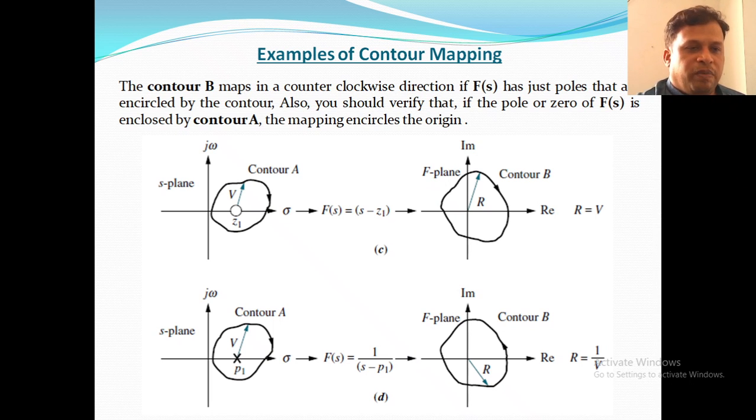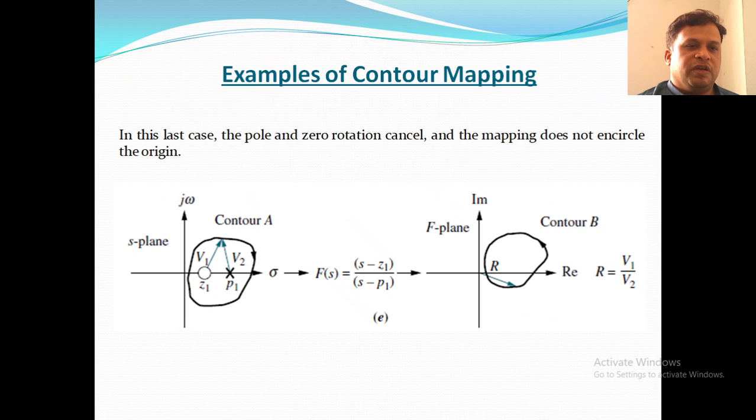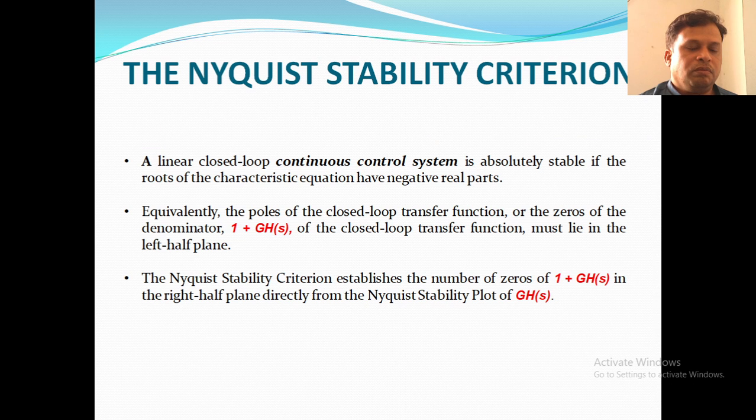Like from these diagrams you can see all the 4 contours that are contour mappings done based on the equations. Now coming to the Nyquist stability criteria. A linear closed loop continuous control system is absolutely stable. Because we are talking about the stability, by this Nyquist stability criteria, we discuss this point essentially.